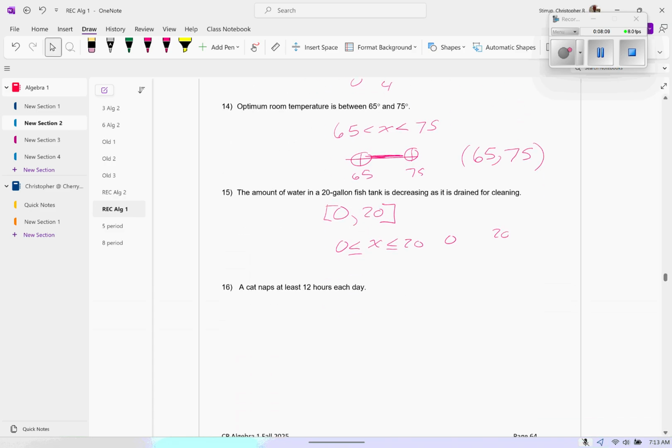Cat naps at least 12 hours a day. Ooh, that'd be nice, huh? So at least 12 hours a day, so they can do more. If we do this on a number line, it looks like this. So solid dot here going right. We have to think about this. There's 24 hours in a day, so this is going to go to 24, isn't it? So I guess the cat could nap all day long, right? So that's kind of a goofy one. So solid dots. So we're going to go from 12 to 24, hard bracket on both. And that should help you.